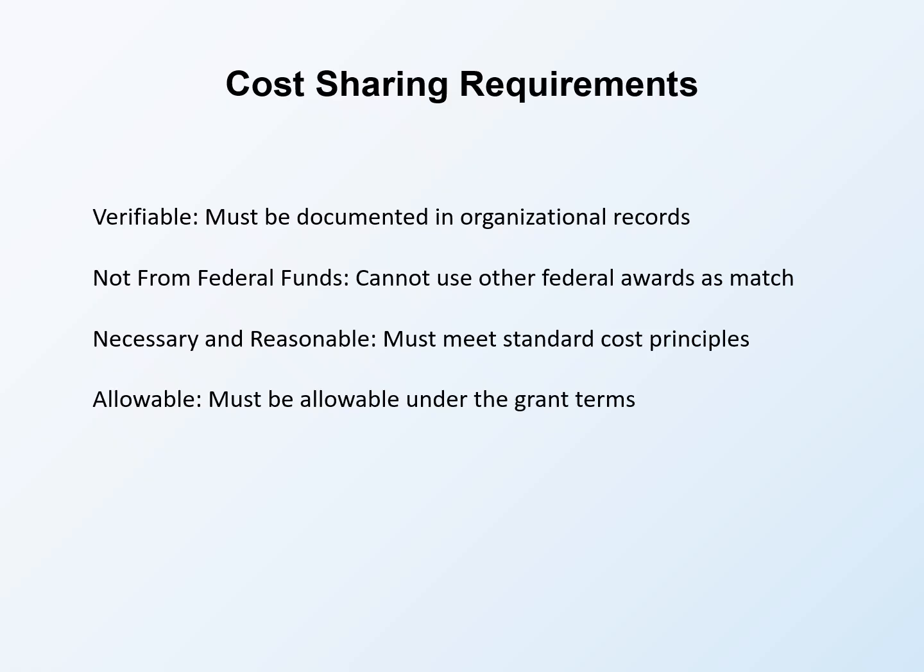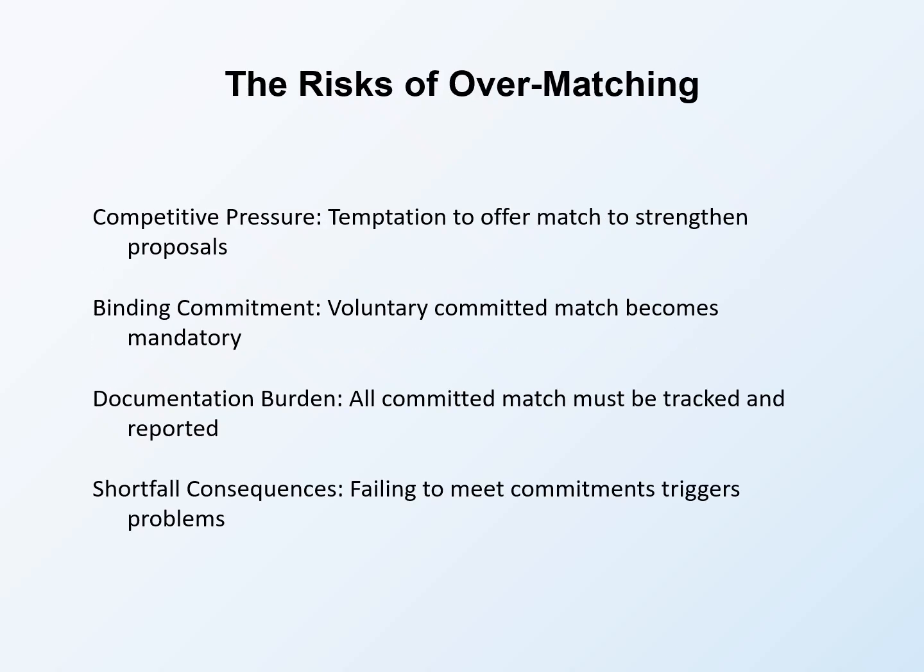Contributions must be allowable under the terms and conditions of the federal award. If a type of cost is unallowable as a direct charge, it is also unallowable as cost sharing. The same cost principles that govern direct charges apply to match contributions. Overmatching, committing to more cost sharing than required, creates real risks that organizations should carefully consider. Understanding these risks helps you make appropriate decisions about cost sharing commitments.